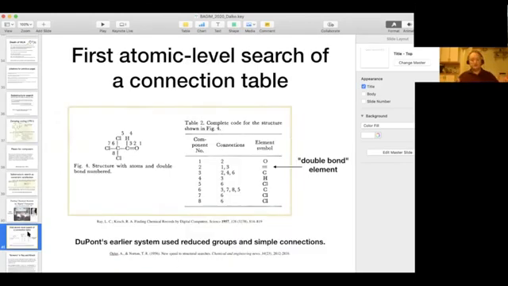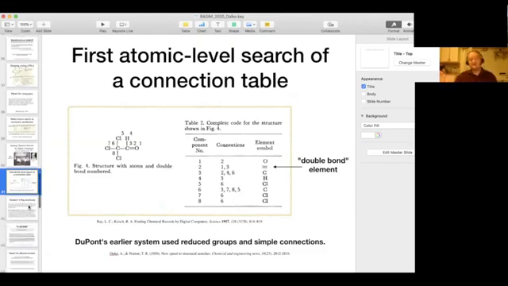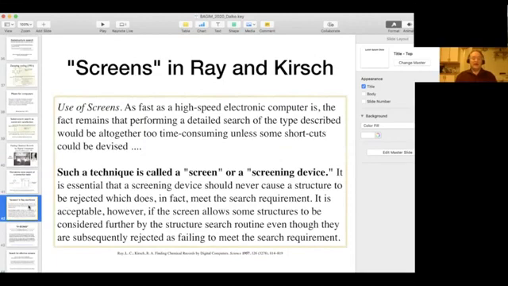DuPont had a really cool system beforehand. Basically, throw money at the problem, and you can make a really cool system. The only thing I point out here is that they didn't actually have bonds. So they had connections, but the bond type, double bond type, was its own element. So that's a bit unusual. Save space. And what's nice about this paper compared to some of the DuPont work earlier is it gives you a framework for how to think about, you do screens and then you do the substructure search, because substructure search is very expensive.